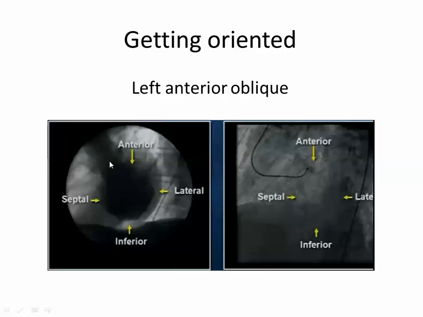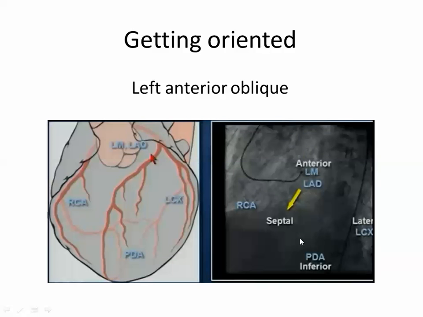Where will be the RCA? If you inject the RCA in this view in the LAO, what will you expect? It will be here. Yes? And if it's dominant, it will give the inferior. It's clear? So it is septum, anterior, lateral, inferior.